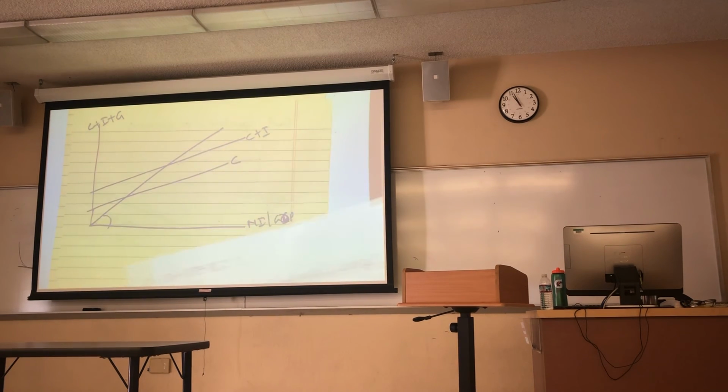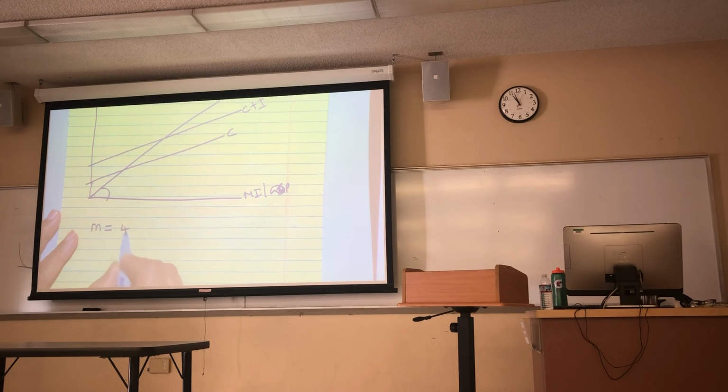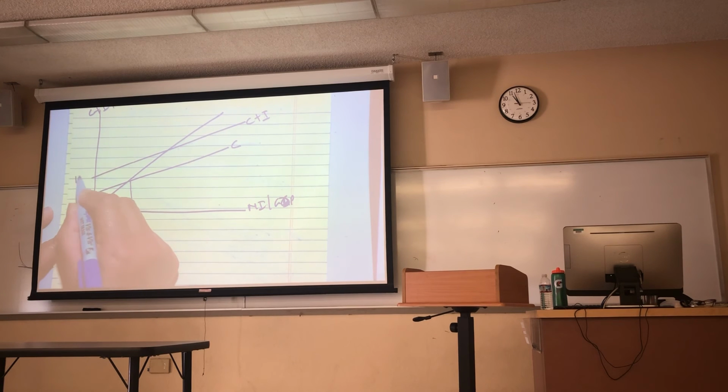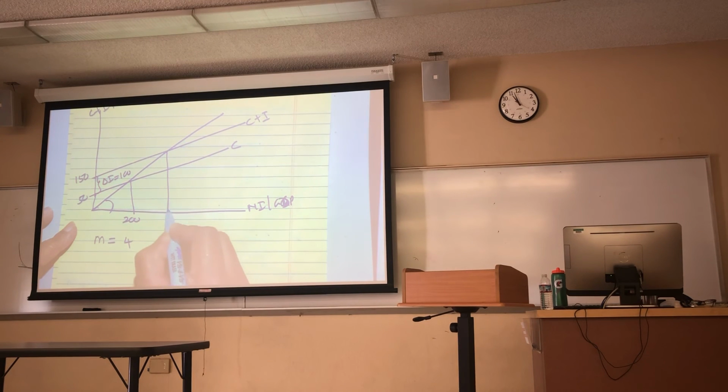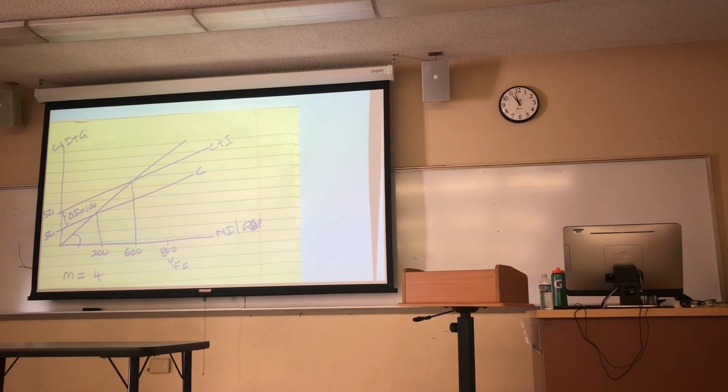Okay, so here, again, the first thing is to calculate the multiplier. Multiplier in this case is equal to what number? 4. So if our autonomous consumption is 50 there, then our national income is equal to 200. Investment increases by 100, so change in investment is equal to 100. Our new level of national income would be how much? 600.